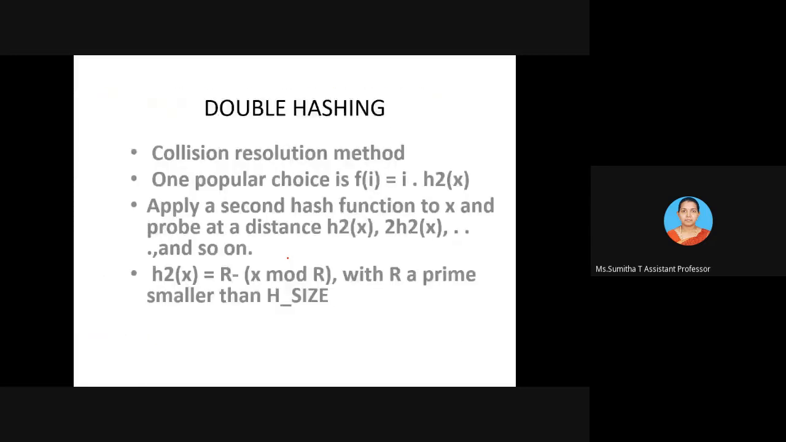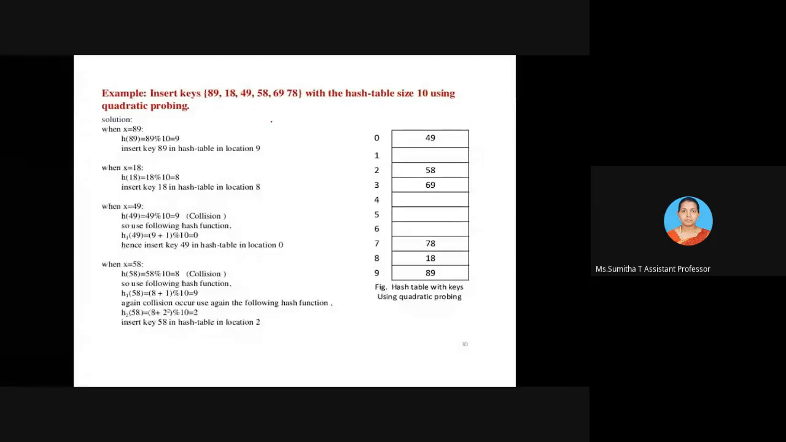Okay, let's do another example. Please note this. Insert keys 89, 18, 49, 58, 68, 78 into a hash table with a size of 10 using quadratic probing. Okay, please note this and try.